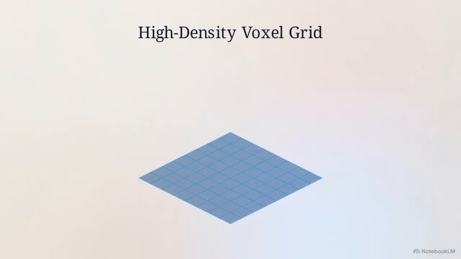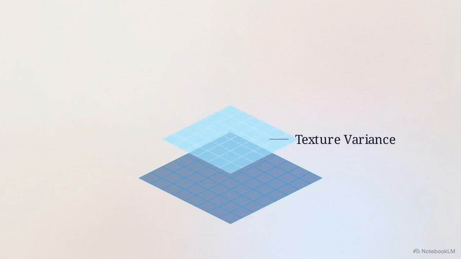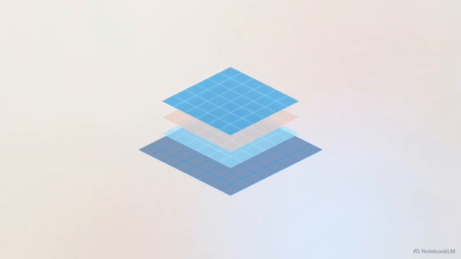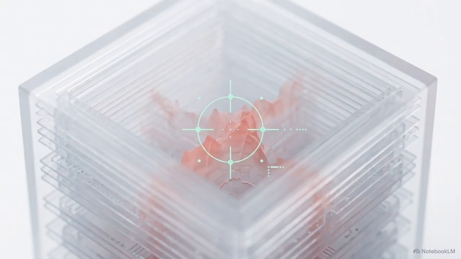To process this high-density voxel grid, researchers deploy a convolutional neural network architecture. The network slides mathematical kernels across the tissue matrix, executing localized multiplication. These kernels extract spatial features, mapping texture variance, edge gradients, and density into distinct layers. The network then processes them together as a high-dimensional data tensor. Within this tensor, the model hunts for signatures of early desmoplasia, or localized tissue stiffness.